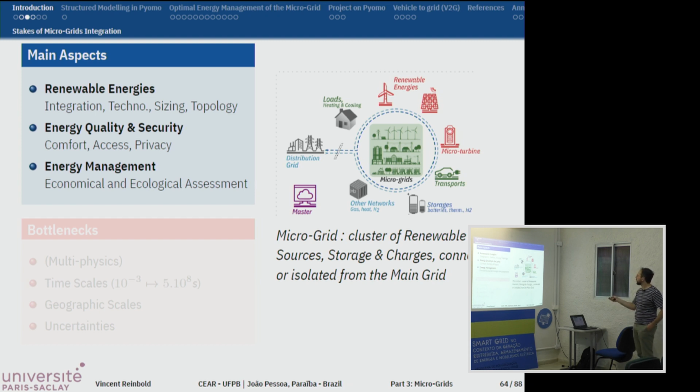And of course there is some storage that is both source and load. And there is a distribution grid here that can be disconnected from the main grid. Okay. So why is this organization of the microgrids interesting? It helps to integrate renewable energies.